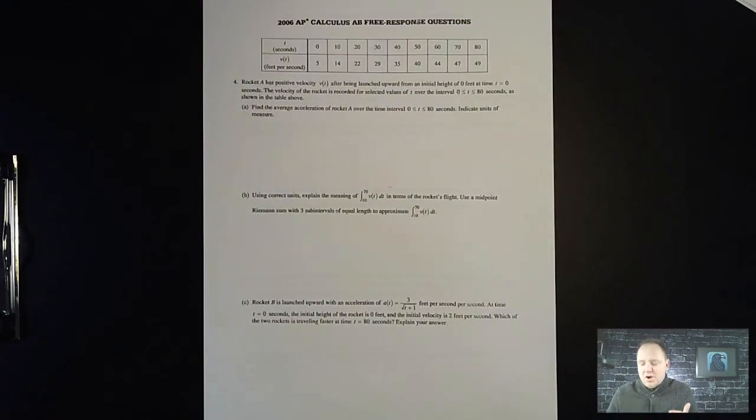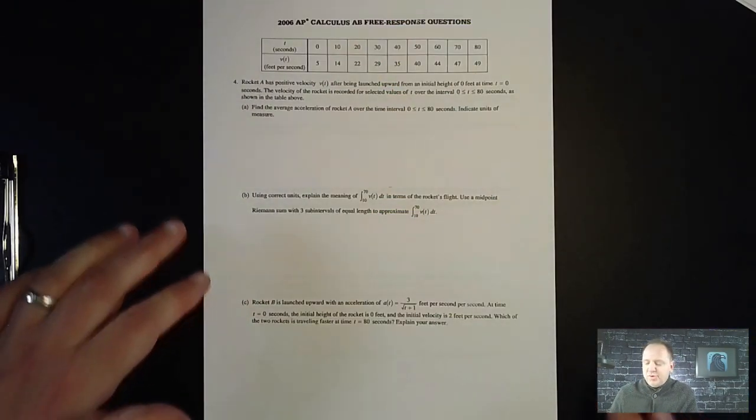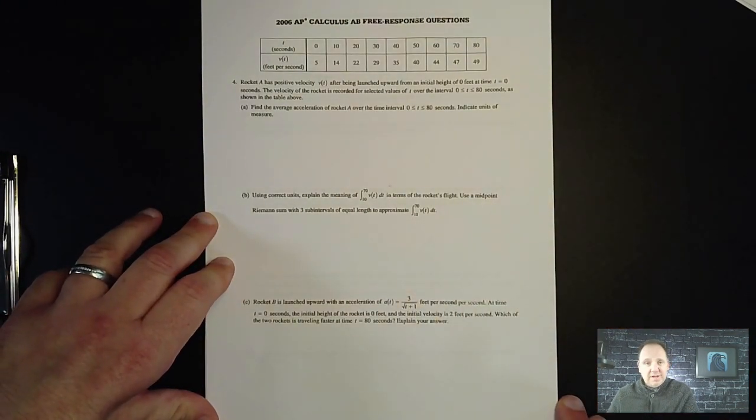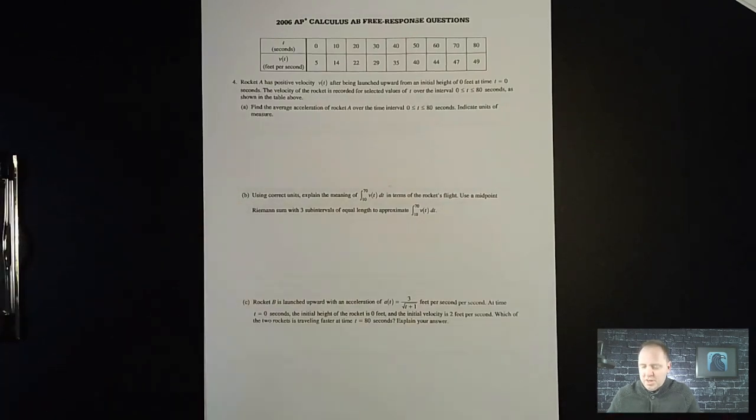So let's continue our Riemann sum, trapezoidal sum, rewind, and look at the midpoint Riemann sum. This is the only one where you should know your shortcut formula. All right, we'll talk. We have rocket A.